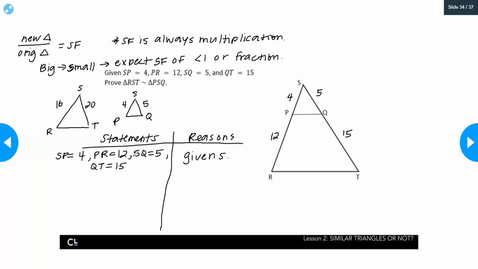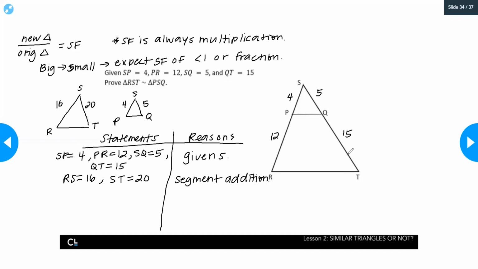Okay. From here, I also use this information to tell me about the side lengths of my larger triangle, RS and ST. I'm going to put that in one line because it does fall under one reason. So RS is equal to 16 and ST is equal to 20. These both fall under segment addition. Segment addition, because I took this segment of PR, 12, and I added it to PS, because I know that those two segments together will give me the full length of RS. Same thing with QT and SQ, giving me the full length of ST.